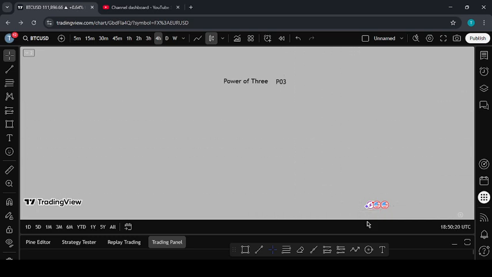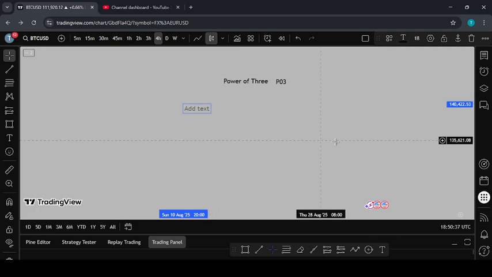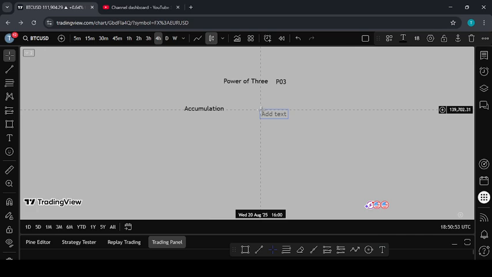Now the power of three, just like I said, is understanding how institutions move the market, and it is really based on the basics of SMC, which is liquidity. It is divided into three terms, that's why we call it power of three. We have accumulation, then we have manipulation.